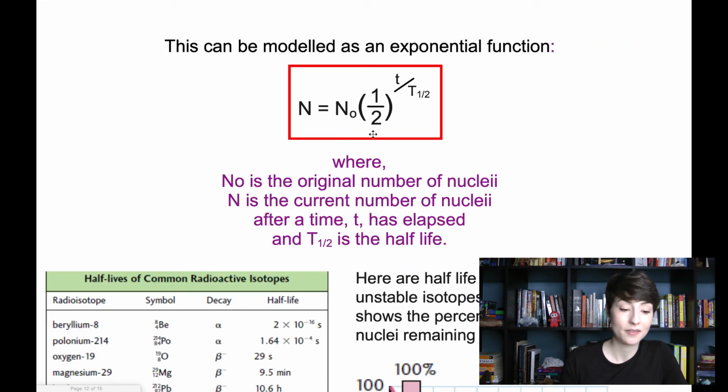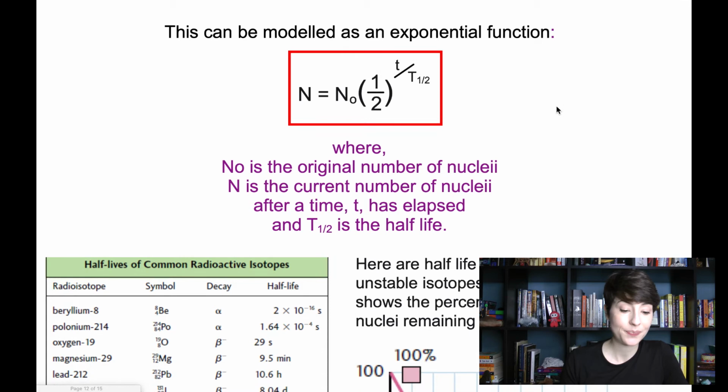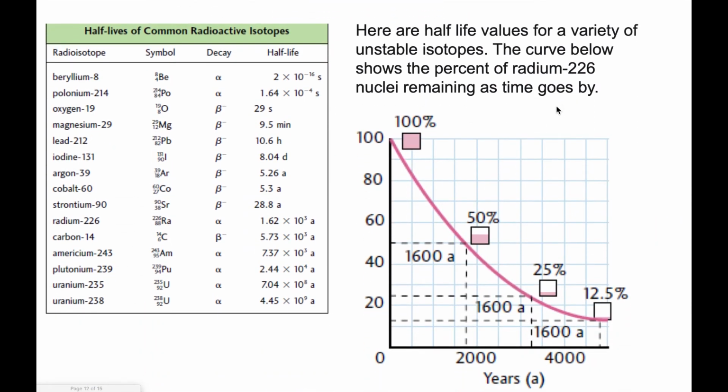So here's the equation. If I want to know how many nuclei I have left over, N, it's equal to N0, my original number of nuclei, times 1/2 raised to this exponent. T is the time that has elapsed. T 1/2 just represents the half-life of that particular sample.